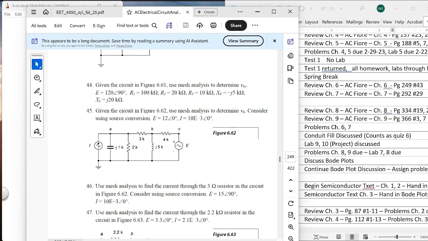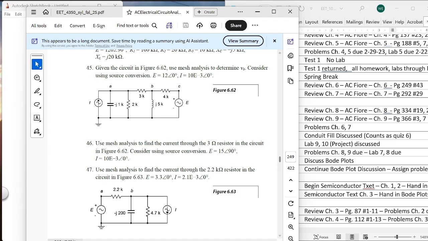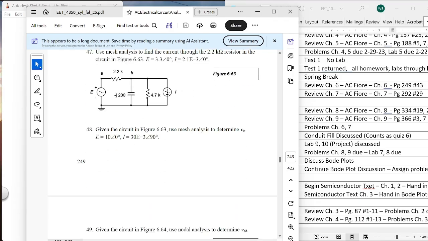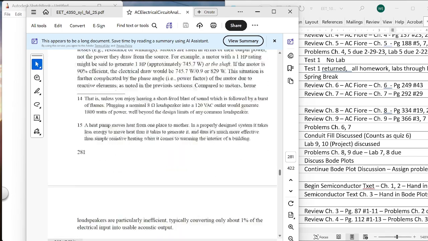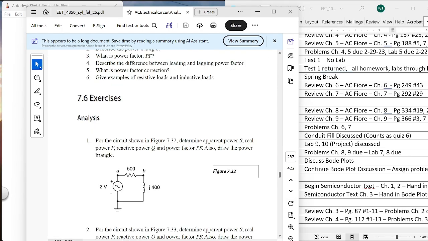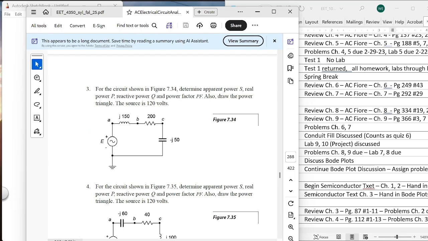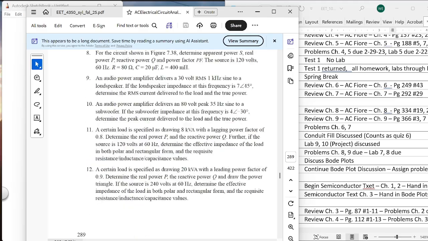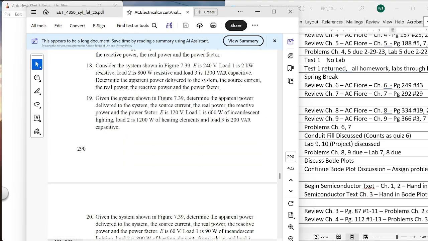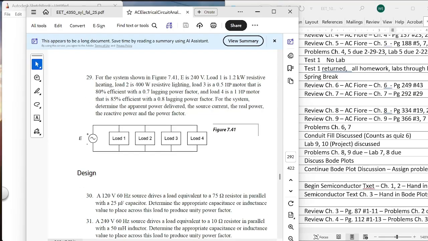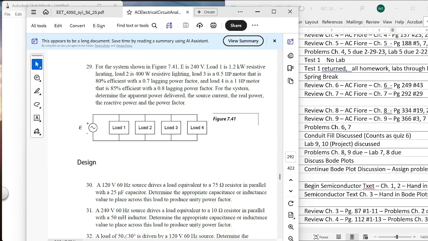Number 29 on page 292. This is the question. Yeah, this is the good one. Right here. Everybody remember this question? Yeah, it's a good question. Page 334.